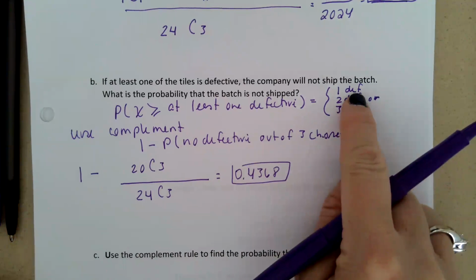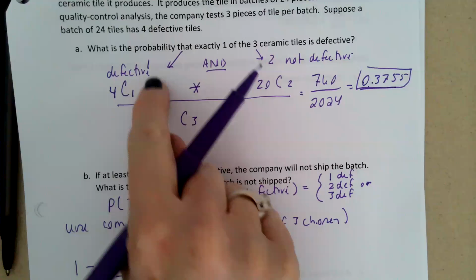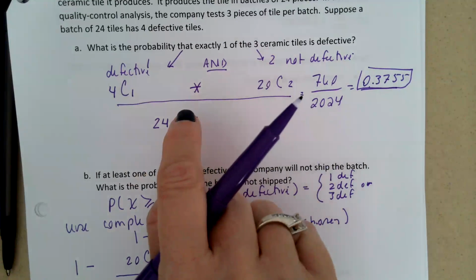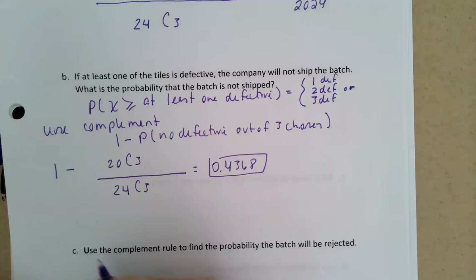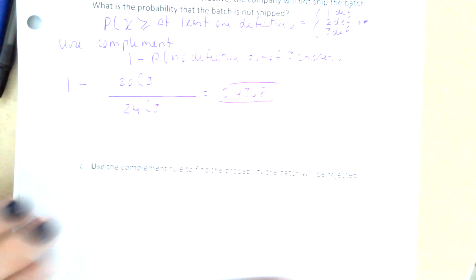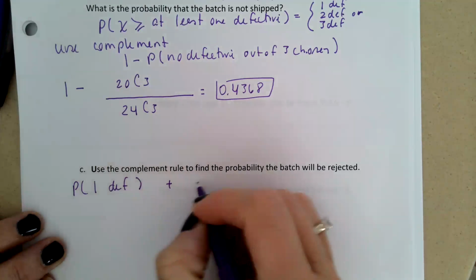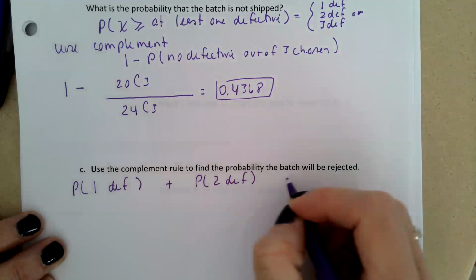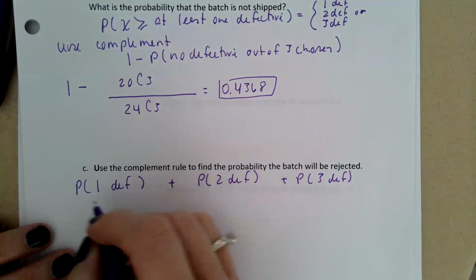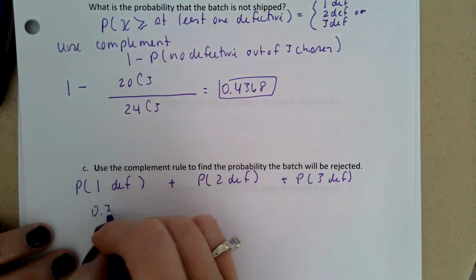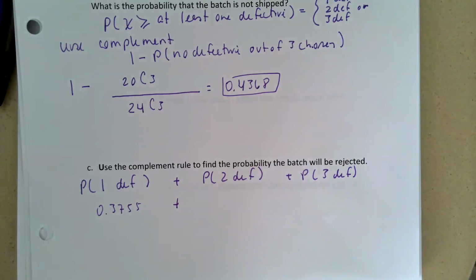So we could find the probability that 1 is defective, 2 is defective, or 3 is defective. So that would be like what we did up here, where we had exactly 1. So we could switch it around and do probability of 1 defective plus the probability of 2 defective plus the probability of 3 defective. We already know this is 0.3755 from part A. So let's look at this one in Desmos.